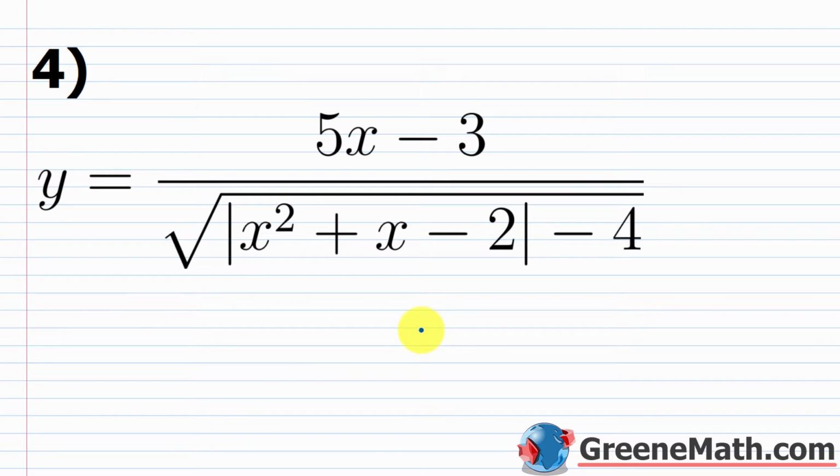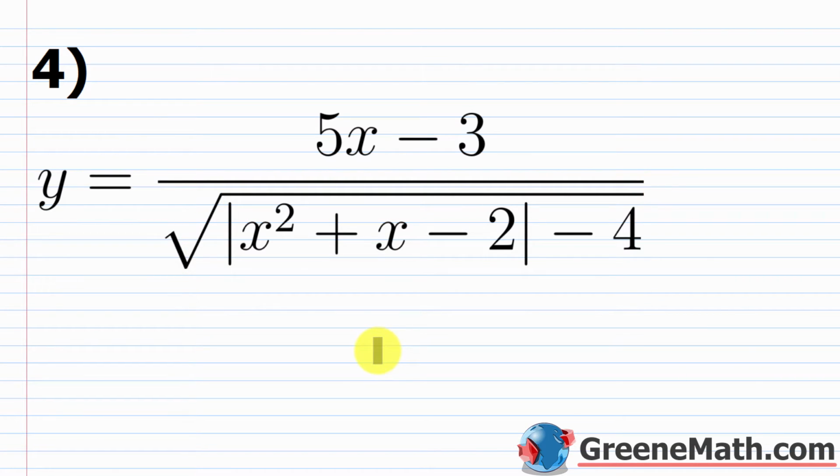All right, let's take a look at problem 4. Here we have y equals 5x minus 3 over the square root of the absolute value of x squared plus x minus 2, and then minus 4. When you think about the domain for this type of problem, in the numerator you're not going to have any issues. You just have 5x minus 3. When we move into the denominator, that's where you have to consider division by 0, and also this square root operation.